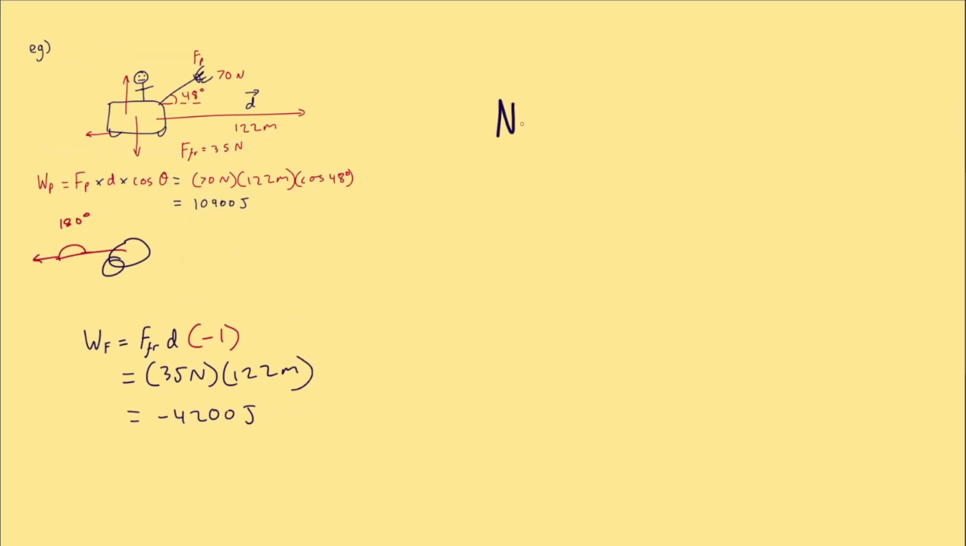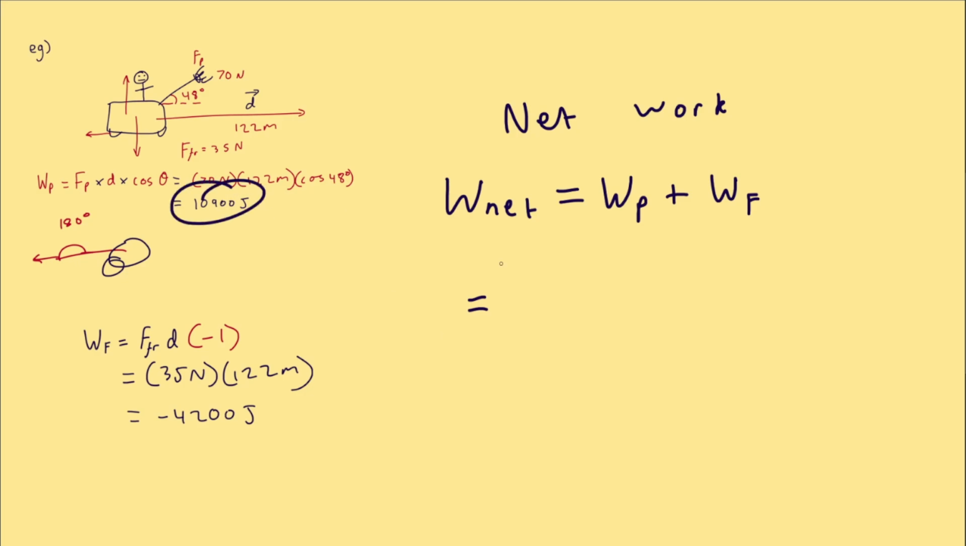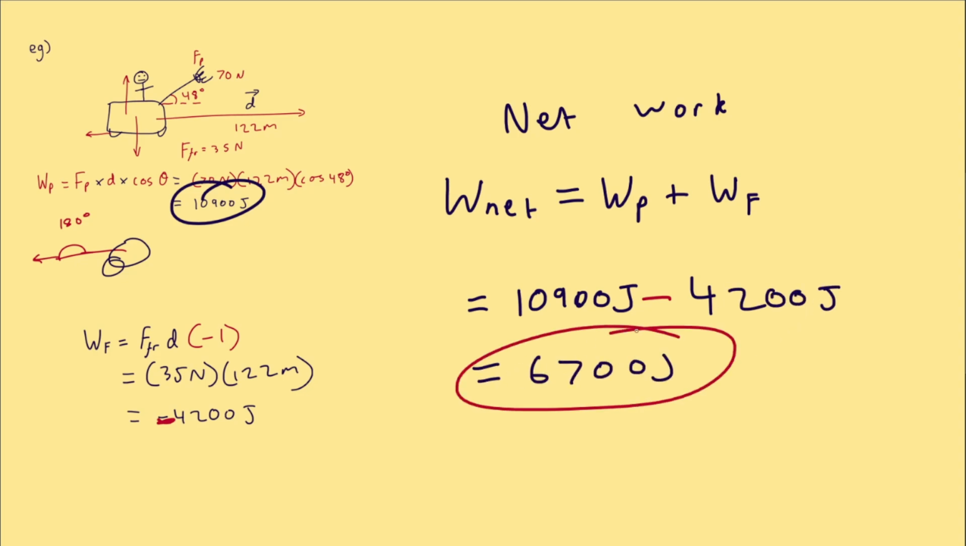Now, how do you find net work, the total amount of work being done on this object? All you have to do is add up the amount of work being done by each force. This is 10,900 joules minus, because it's negative, 4,200 joules. And the net work being done is 6,700 joules.